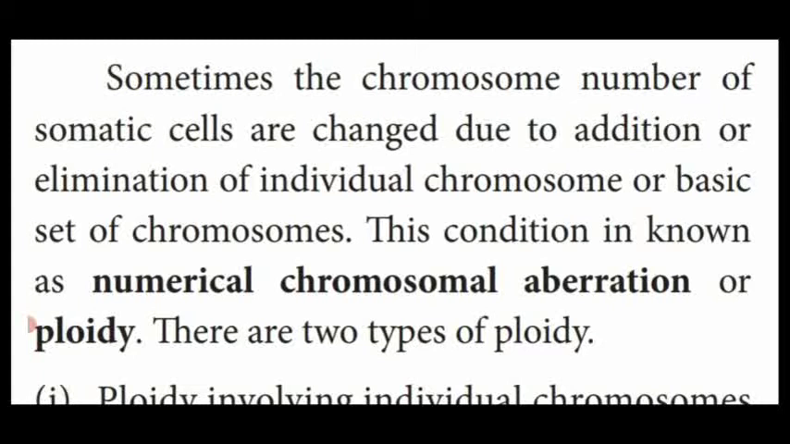Dear students, what is ploidy is an important 2-mark question, or they may ask what is numerical chromosomal aberration? Sometimes the number of chromosomes in the somatic cell may be changed due to adding or removing one or more sets of chromosomes, which is known as numerical chromosomal aberration or ploidy. So this ploidy is divided into two types.